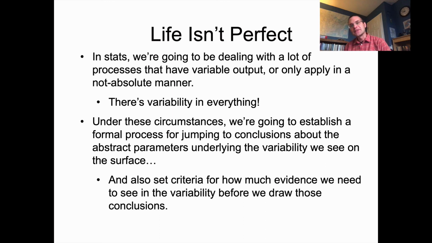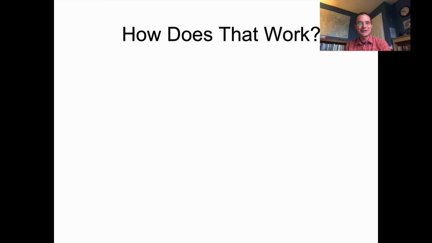So under these circumstances, we're going to establish a formal process for jumping to conclusions about the abstract parameters underlying the variability we see on the surface. And then we're also going to set criteria for how much evidence we need to see in the variability before we draw those conclusions. And like I said, these criteria will be stricter for physics than they are for phonetics, but we love both physics and phonetics, so let's just roll and see how this works.